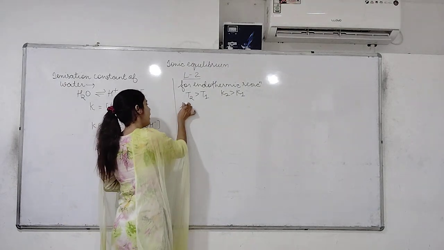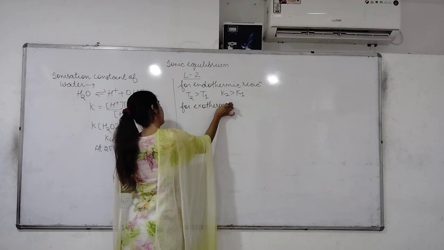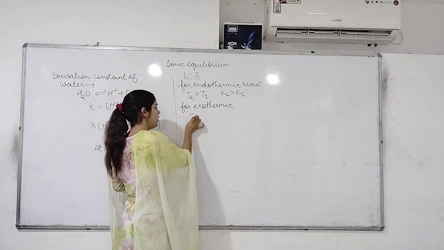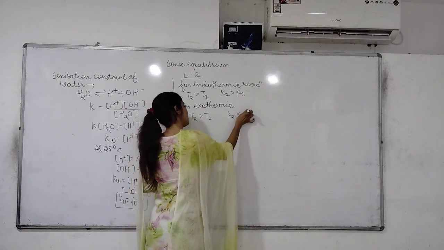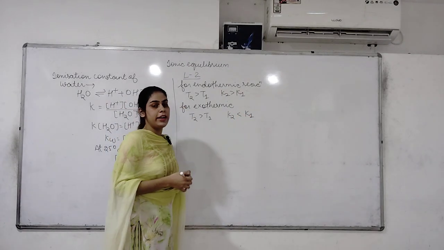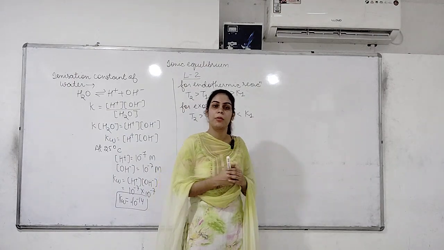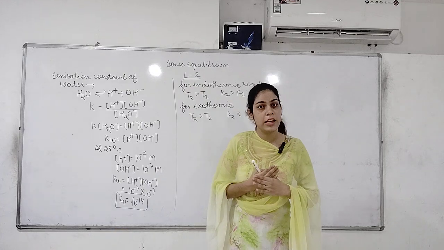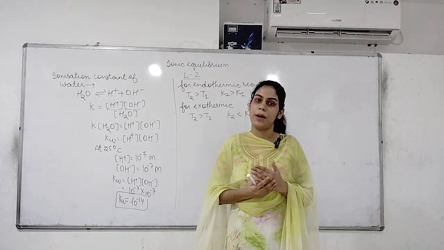And for exothermic reactions, the relation between temperature and equilibrium constant gets reversed. If T2 is greater than T1, then K2 is less than K1. Or I can say that in endothermic reactions, the value of the equilibrium constant increases with increase in temperature, and in exothermic reactions, the value of the equilibrium constant decreases with increase in temperature.